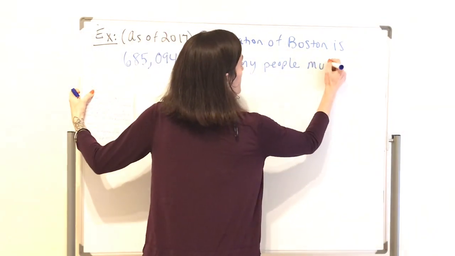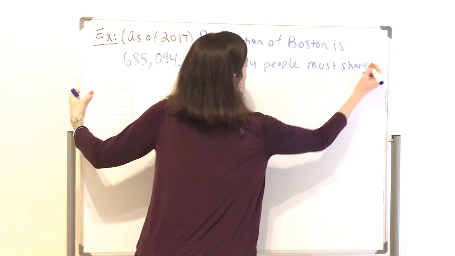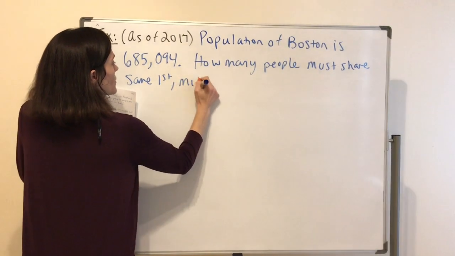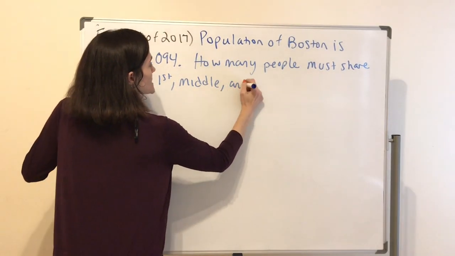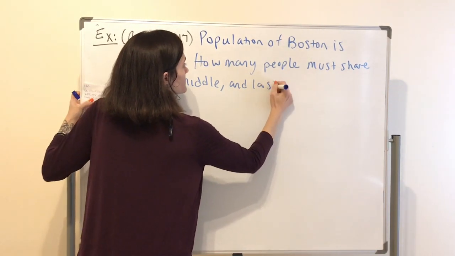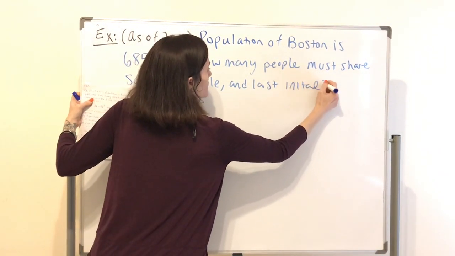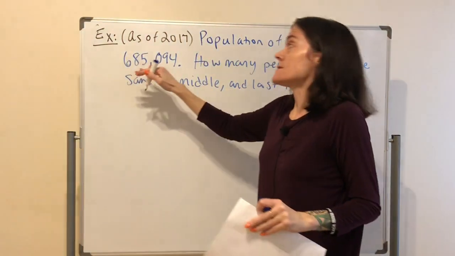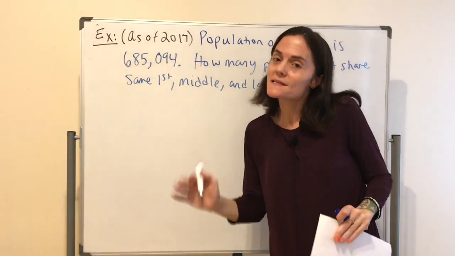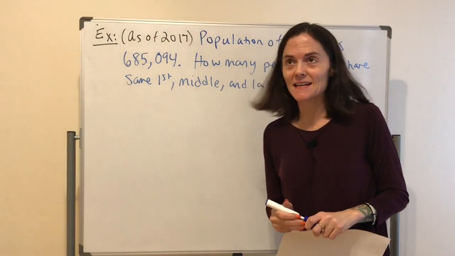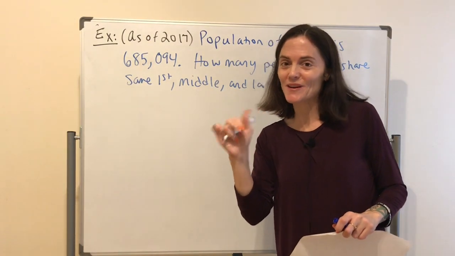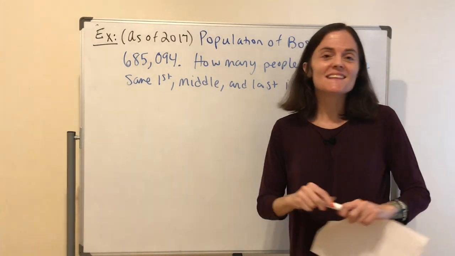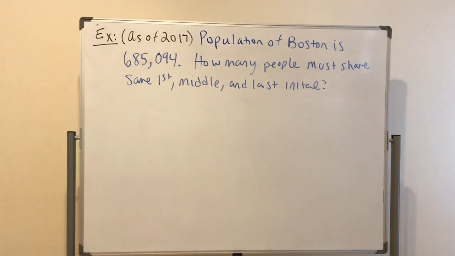must share the same first, middle, and last initial? Now, in theory, it could be all 685,094, although I seriously doubt every single person in Boston has VMH, which is my first, middle, and last, right? So it's just how many must share the same first, middle, and last initial.